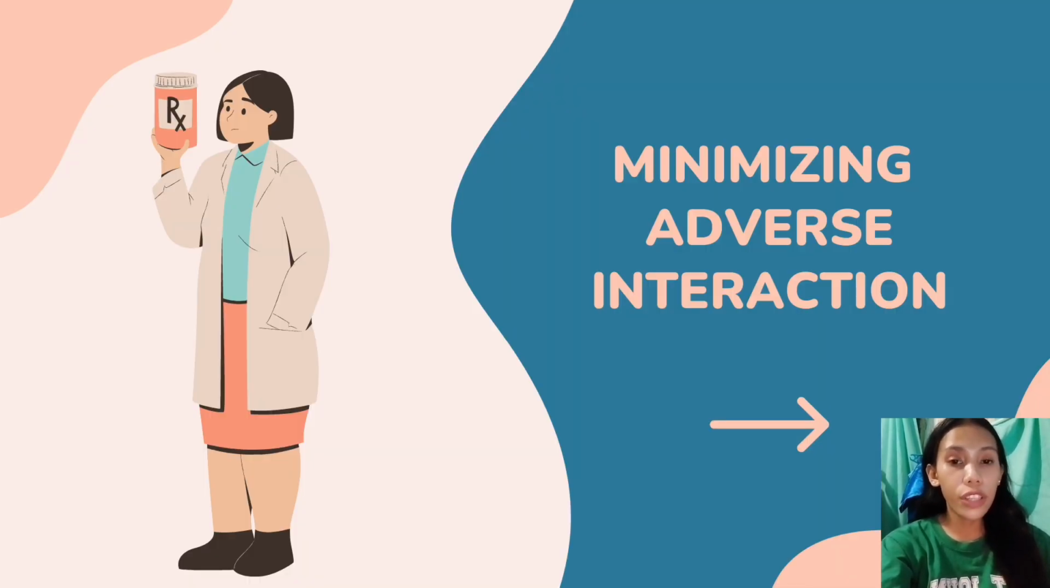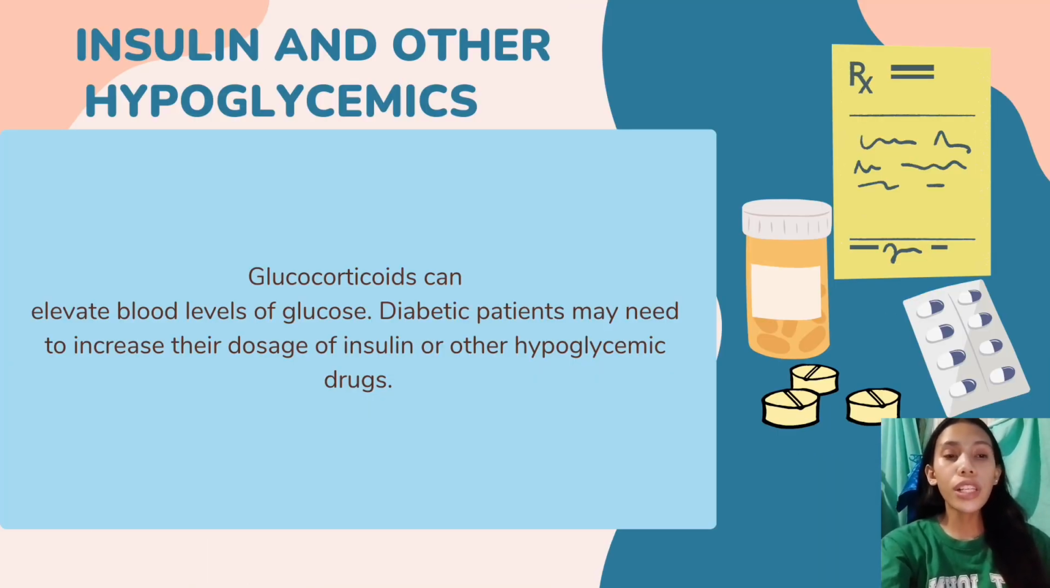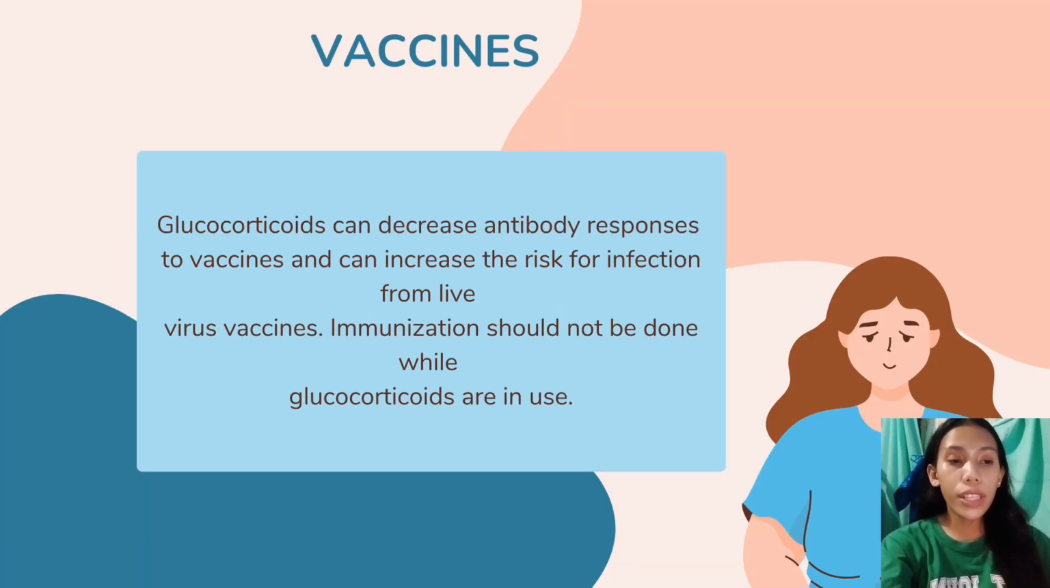Minimizing adverse interactions. Insulin and hypoglycemics: glucocorticoids can elevate blood levels of glucose. Diabetic patients may need to increase their dosage of insulin or other hypoglycemic drugs. Vaccines: glucocorticoids can decrease antibody responses to vaccines and can increase the risk of infection from live virus vaccines. Immunization should not be done while glucocorticoids are in use.